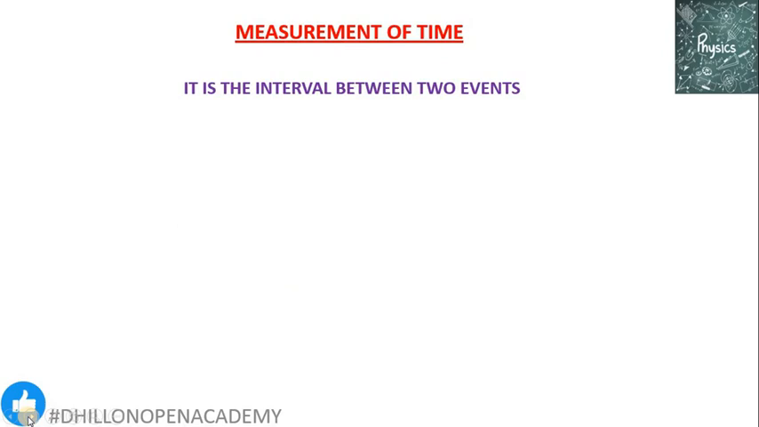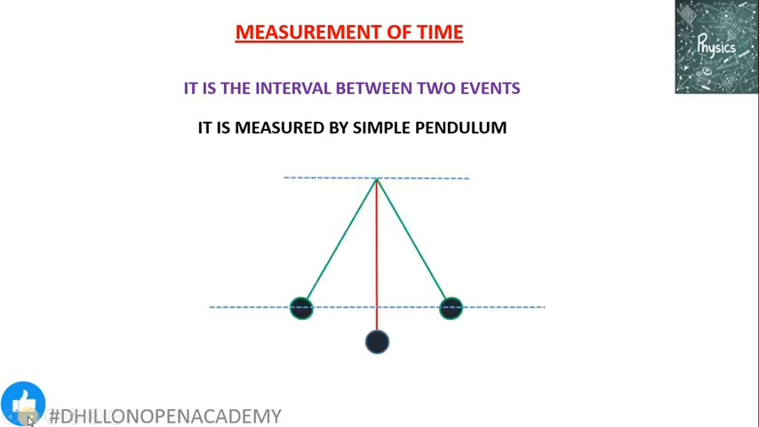Measurement of time. Time is nothing but the interval between two events recorded by a clock. It is measured by the simple pendulum. So this is what a simple pendulum looks like.